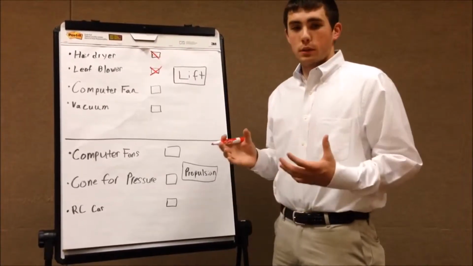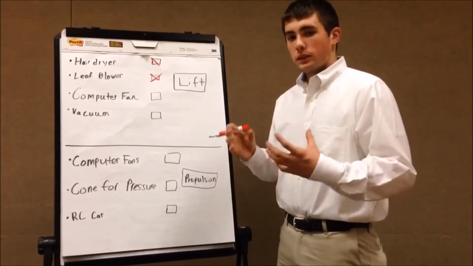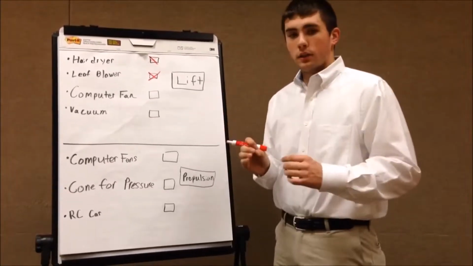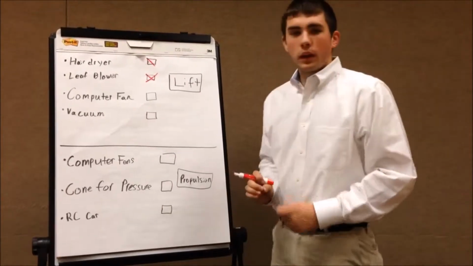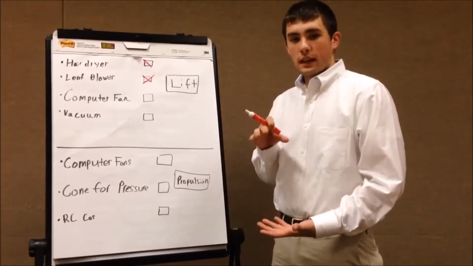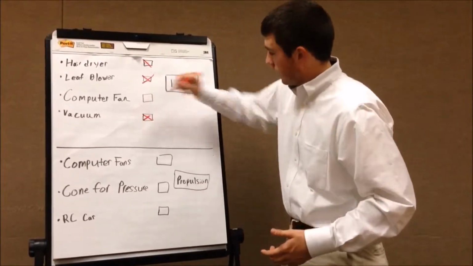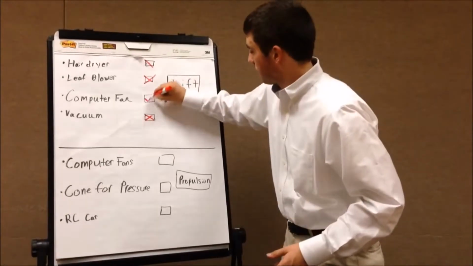We then went to the computer fan. The computer fan worked for everything we needed it to, but we still weren't sure, so we kept it and went on to the next thing, the vacuum. The vacuum would have worked, but we couldn't find an appropriate vacuum that fit the size and the velocity that we needed, so that was crossed off, and we ended up going with the computer fan.